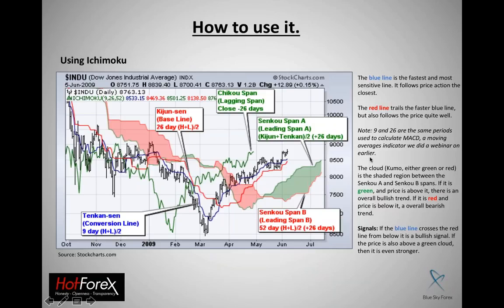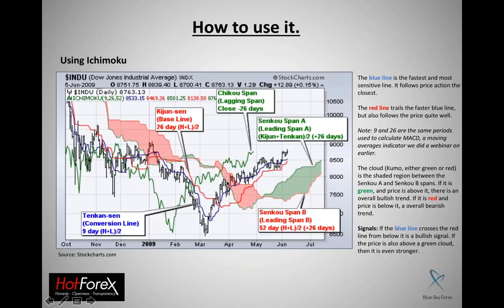Okay? The cloud, the Kumo, these are known, this green one here or the red one. This is the shaded region between these 2 lines. Now, here's the way you would use the Ichimoku to find out in what type of a market you are in terms of direction. So, okay, this is a directionality indicator. It's either upward trending or downward trending, or it's mean reverting.